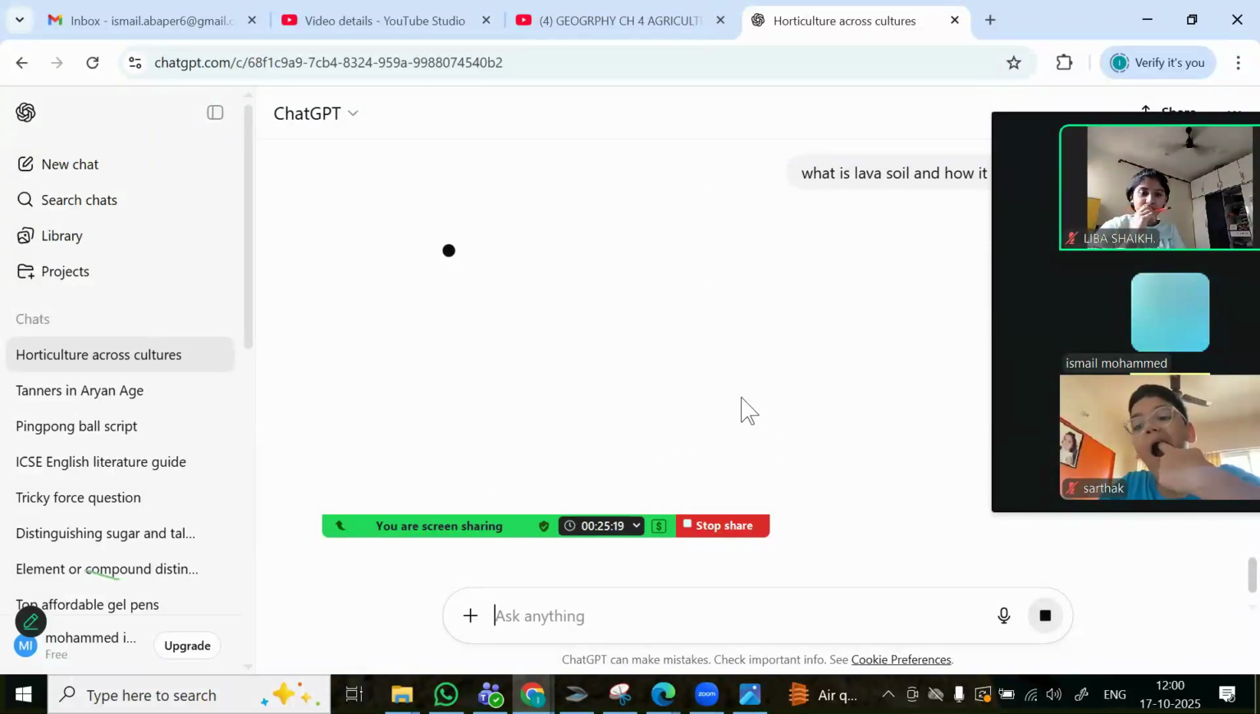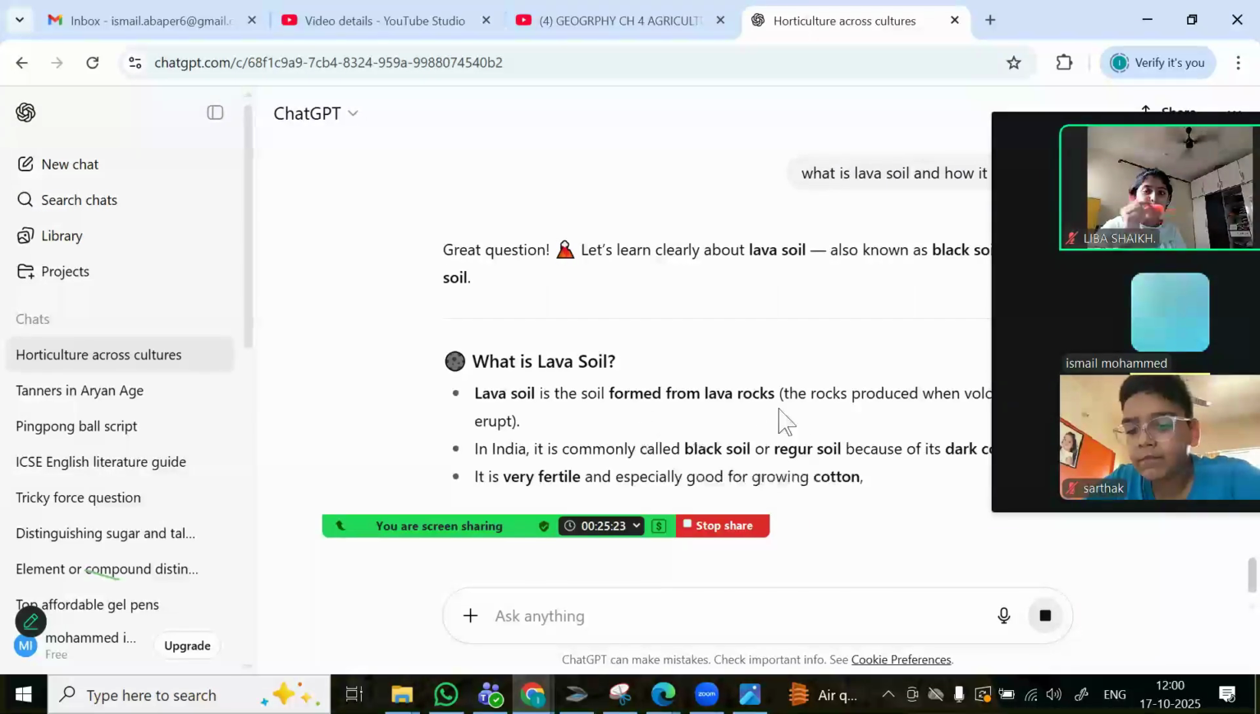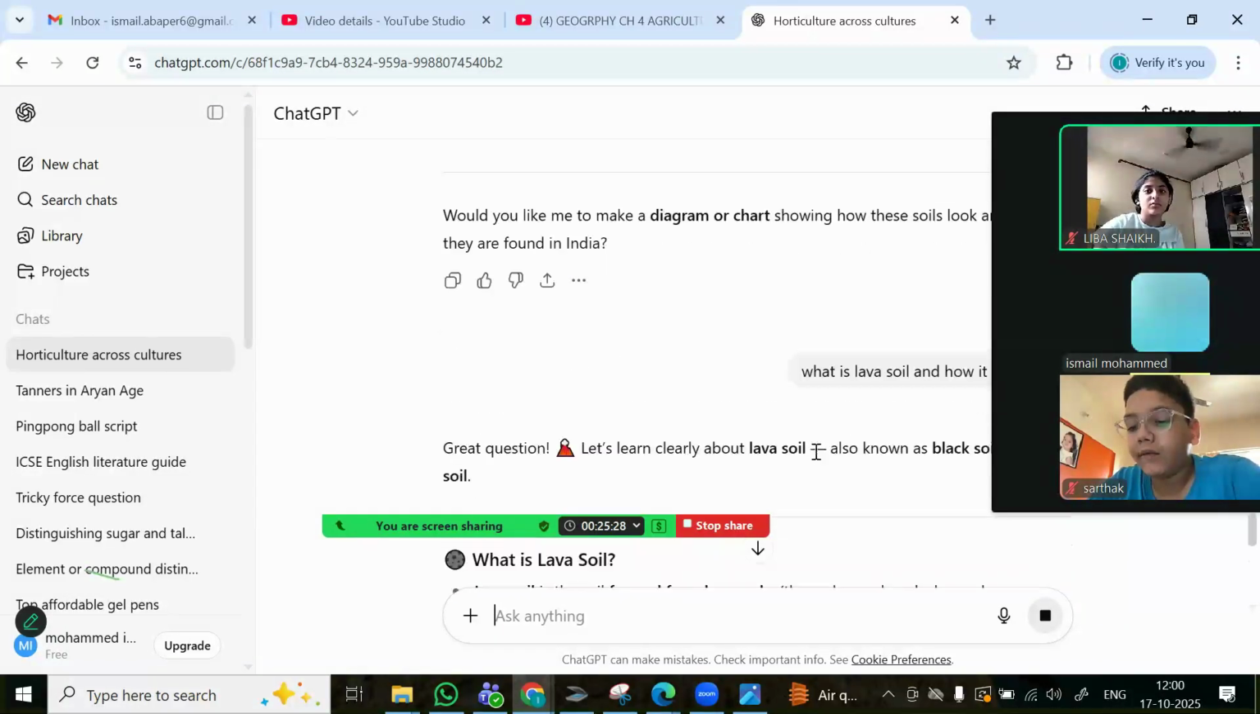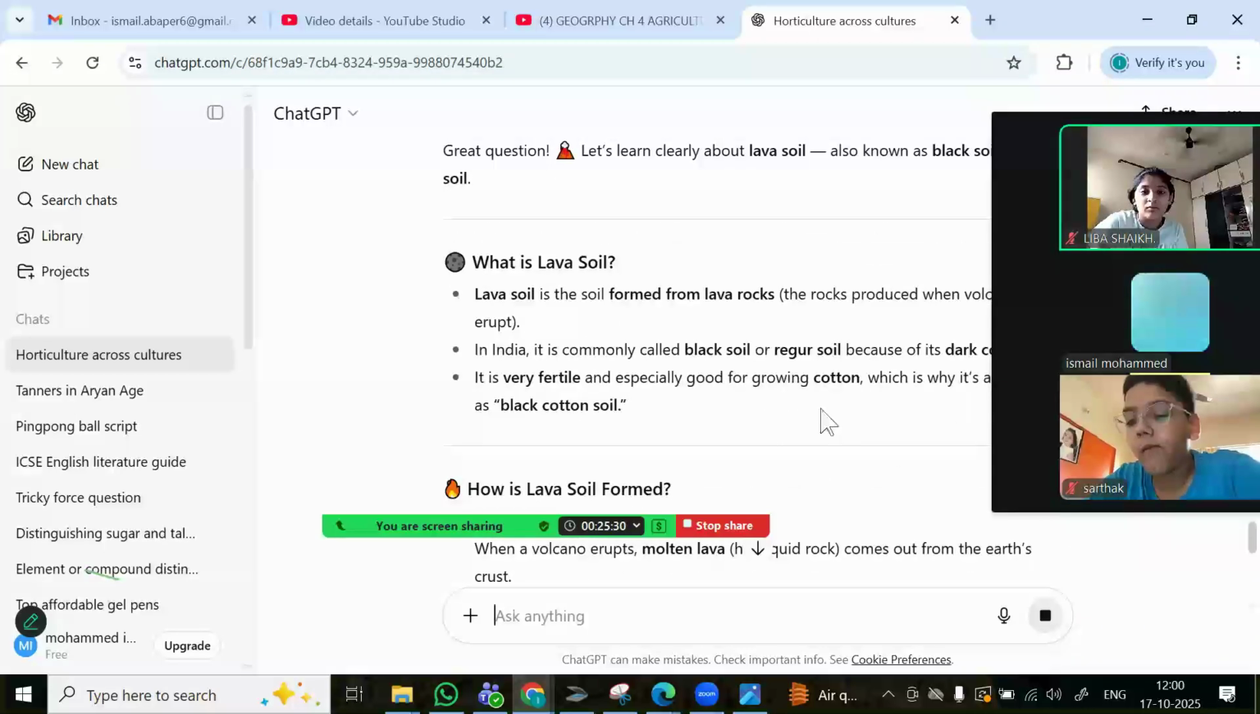It will give the entire thing, what crops are needed. So lava soil is the soil formed from the lava rocks, the rocks produced when the volcanic activity occurs. In India, it is commonly called black soil or regur soil. It is basically very fertile. All that soil which is black, dark in color, it's very fertile and basically used for growing cotton, all these things. That's why it is called black cotton soil. That soil formed from the lava rocks. Simple, as the name itself implies.